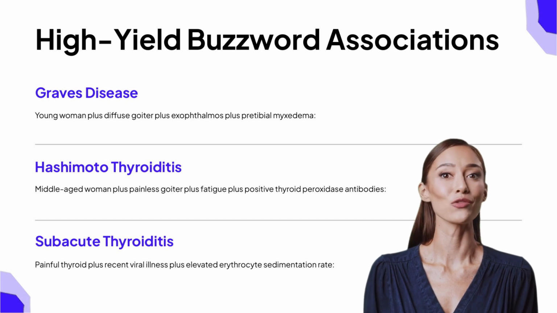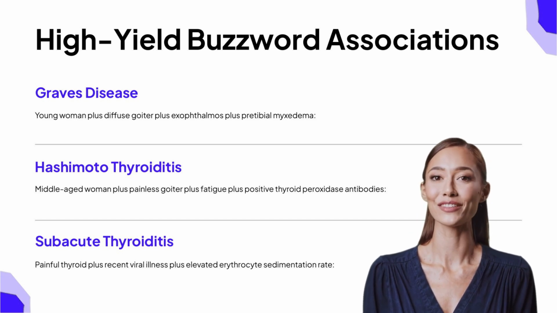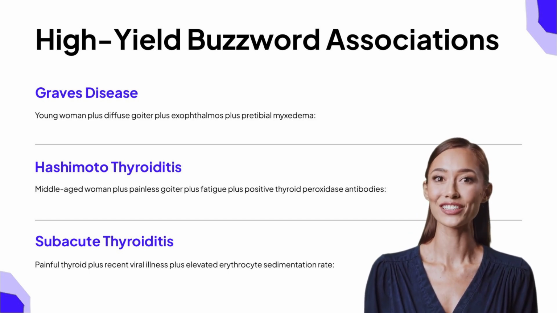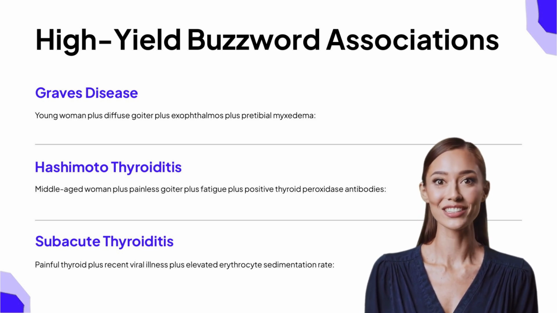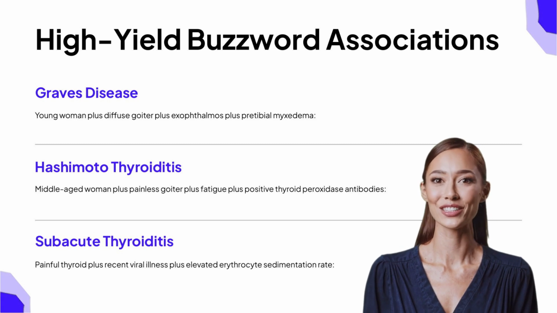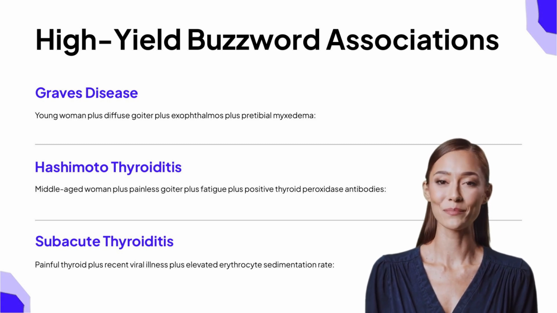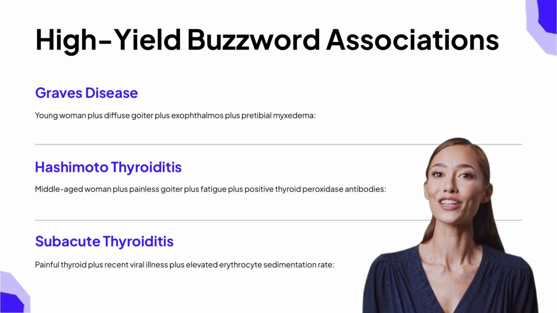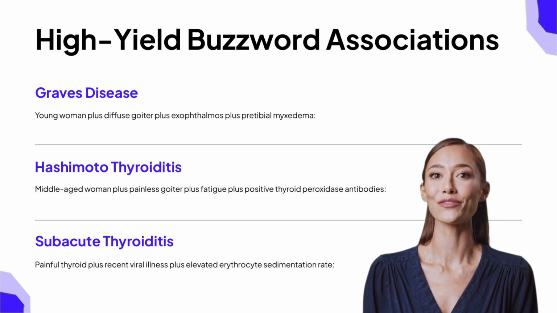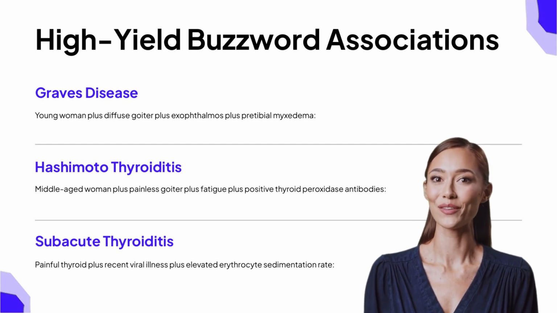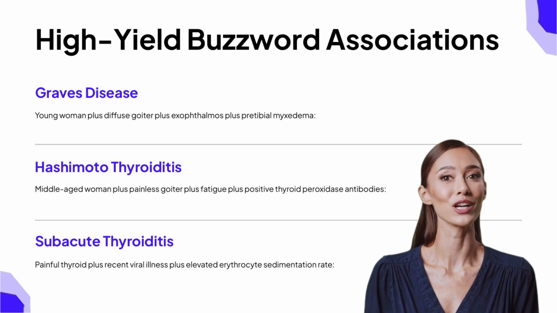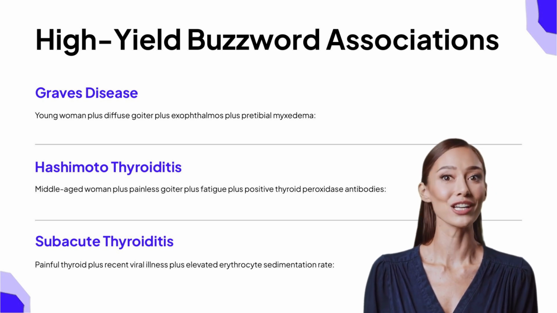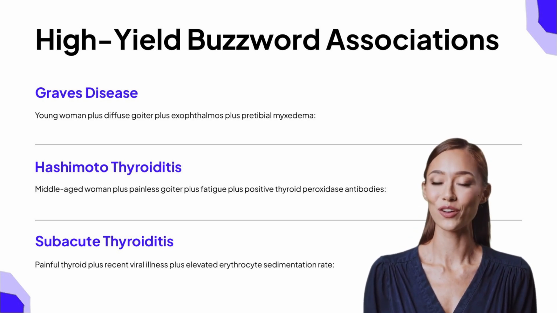Let me give you the buzzword combinations that scream specific diagnoses. When you see a young woman with a diffuse goiter, bulging eyes, and pretibial myxedema, that is Graves' disease until proven otherwise. A middle-aged woman with a painless goiter, fatigue, and positive thyroid peroxidase antibodies points to Hashimoto thyroiditis. A painful, tender thyroid after a recent viral infection with elevated inflammatory markers screams subacute thyroiditis. These patterns are gold on test day.